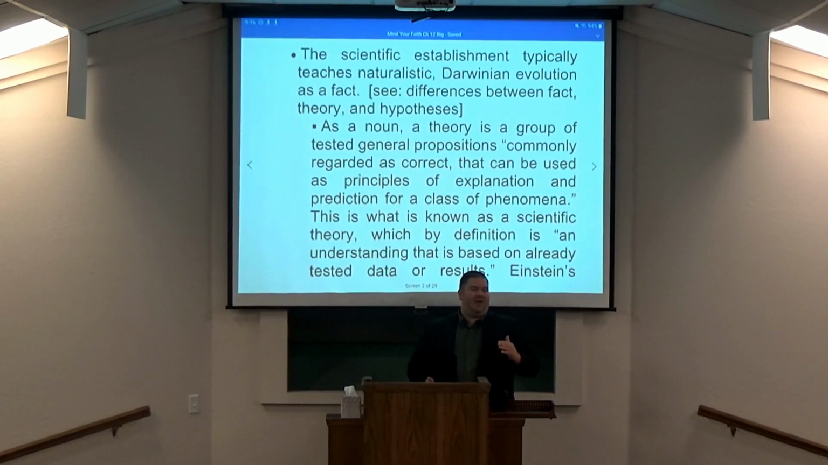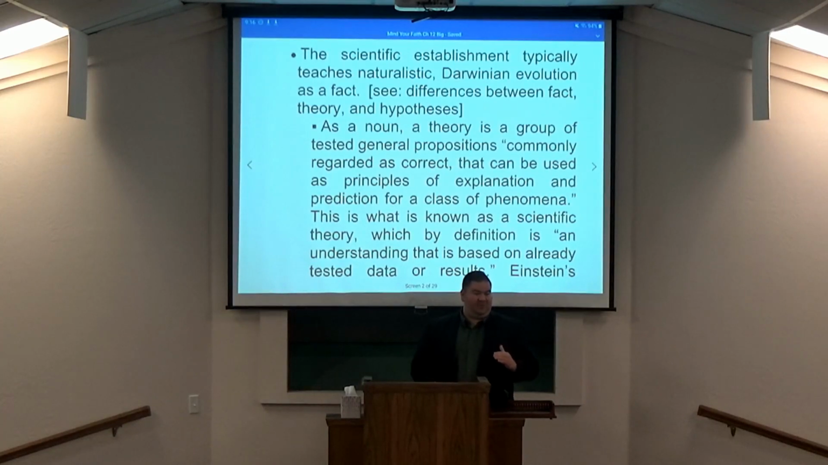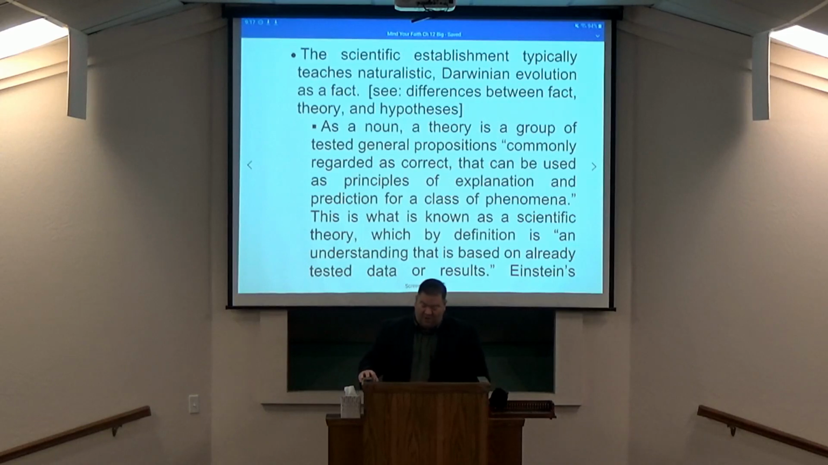Both of them, or all of them, had definitions that included the idea of evolution, which I thought was very telling. As a noun, a theory is a group of tested general propositions. Notice the term tested, okay? General propositions commonly regarded as correct that can be used as principles of explanation and prediction for a class of phenomena. This is what is known as a scientific theory, which by definition is an understanding that is based on already tested data or results.